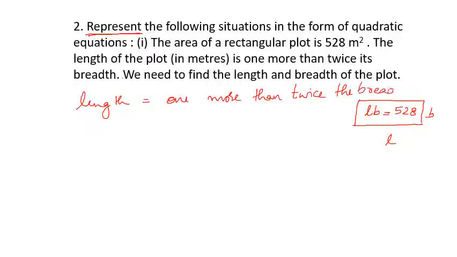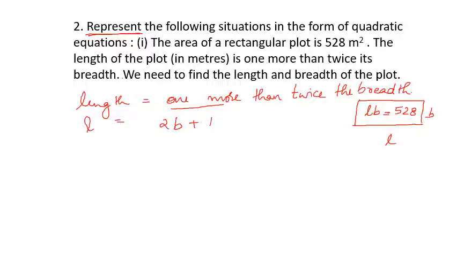That is given: 1 more than twice the breadth. So what is length? Length we are taking as L. L is equal to 1 more than twice the breadth. Twice the breadth is 2B, plus 1, that is 1 more. So we get L equal to 2B plus 1.